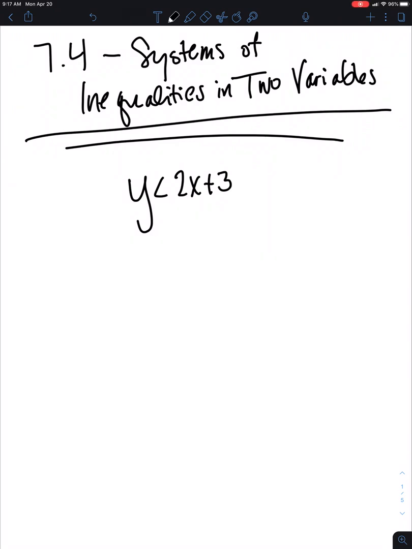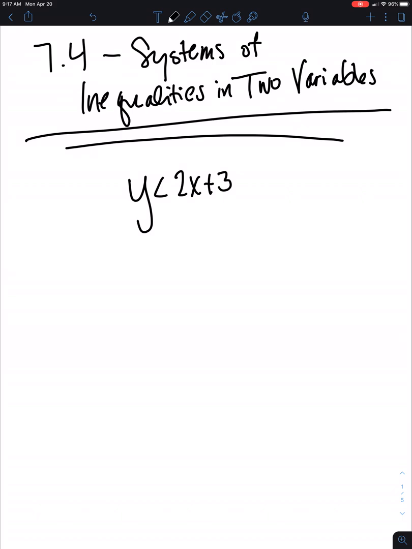Okay, so the last section of this chapter is systems of inequalities in two variables. Now we did systems of linear equations with 2 variables, 3 variables, even more with matrices. We're going to do inequalities. We're not going to actually use matrices, but we're going to just graph and shade on all of these, okay?